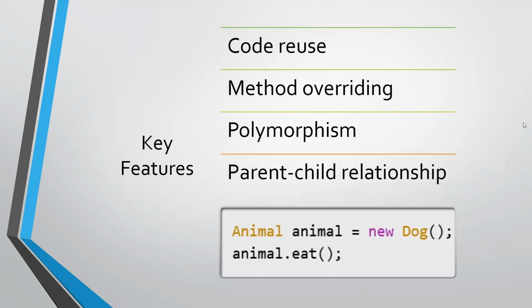The key feature of inheritance is the fact that you can reuse code. You can override methods, which means you can change the implementation of a method that a child inherits from the parent. It allows polymorphism, which ties into method overriding. We will talk about overriding and polymorphism more in another lecture, but this is a nice introduction.